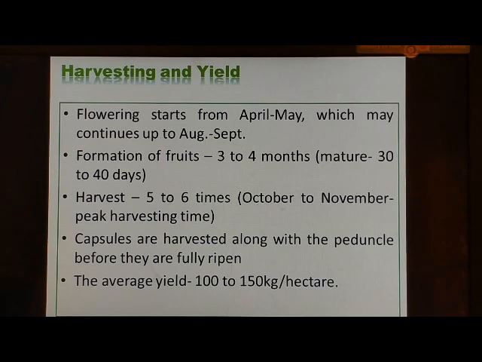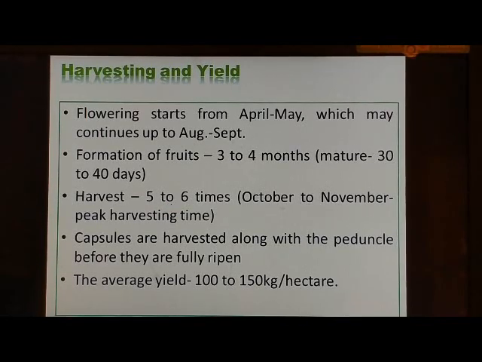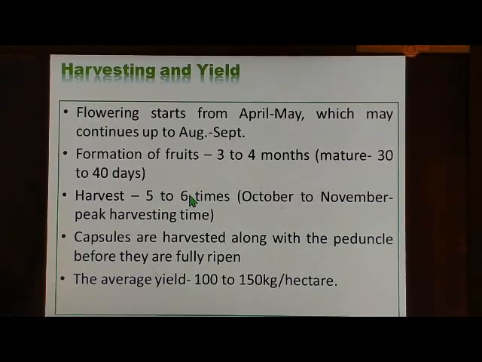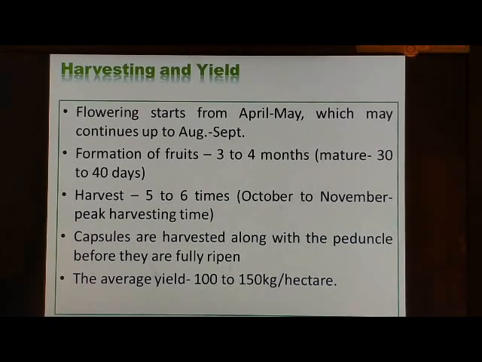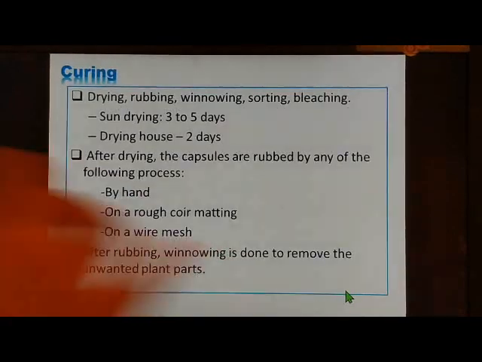So around 5 to 6 harvests are generally taken each year. October to November is the peak harvesting time in most of the cultivated areas. The capsules are harvested along with the peduncle before they are fully ripened. And the average yield varies from 100 to 150 kg per hectare of land.